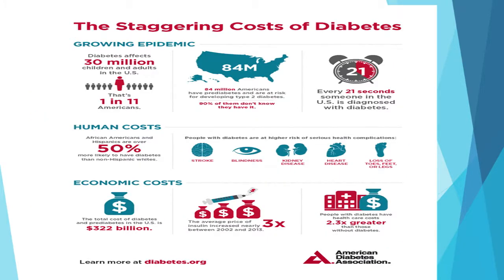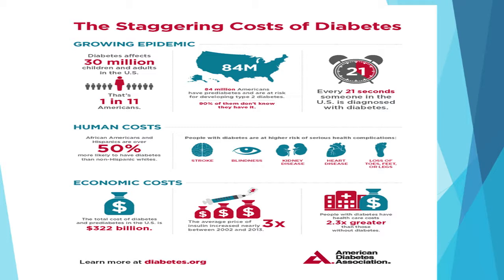The staggering cost of diabetes. This is also a good slide. I took this directly from the ADA. They put it in terms better than I could. Diabetes affects 30 million children and adults in the U.S. That's 1 in 11. 84 million people in this country are pre-diabetic and have no idea. Every 21 seconds, someone in the U.S. is diagnosed with diabetes. People with diabetes are at a higher risk of complications, including stroke, blindness, kidney disease, heart disease, loss of toes, feet, or legs.